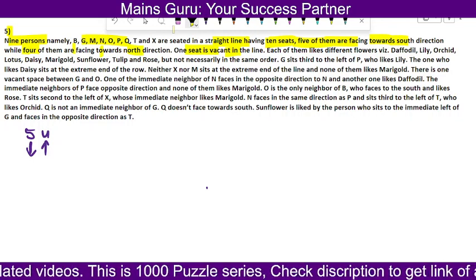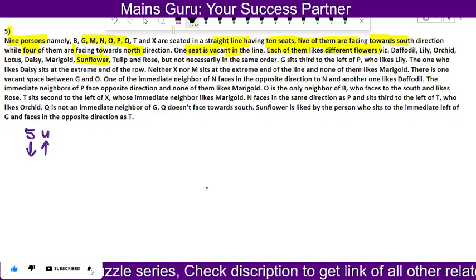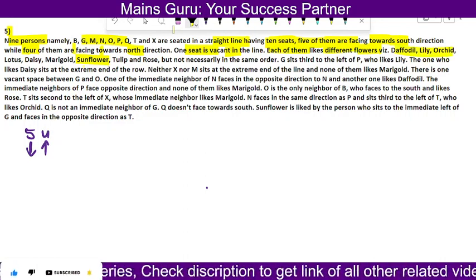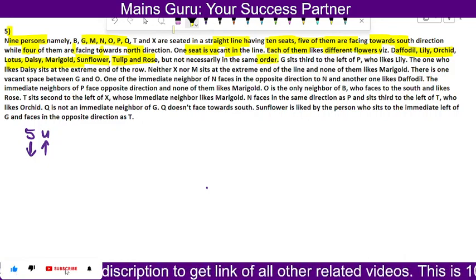One seat is vacant and each of them likes a different flower. These are the names of flowers. Total 3 and 3 and 3, 9 flowers are given, but not necessarily in the same order.